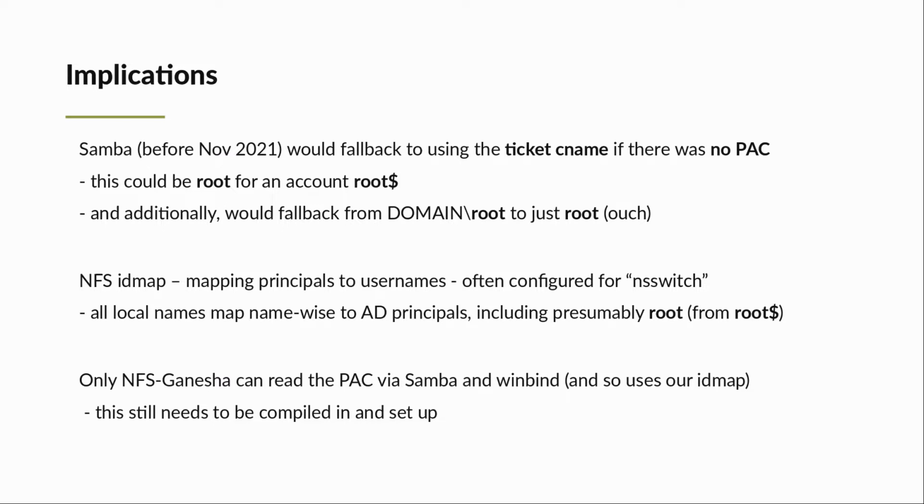NFS, and I'm hoping I'm speaking to some other people within the storage community here, the ID map for NFS, looking online for the documentation, seems to be often configured for nsswitch, which is that you just cut the front off the principal and look it up. Now, NFS will only see the name at the top of the ticket. It doesn't see the PAC. It can't see that the username was really root dollar. And so it's going to map to it. And I'm really worried about this, but I don't even know who I should be talking to. And frankly, we got rather exhausted.